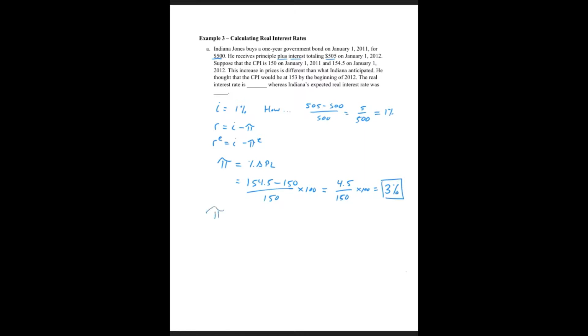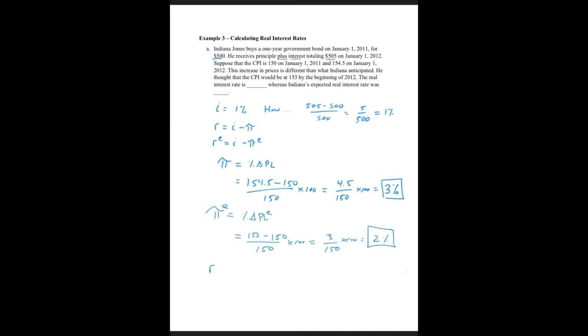What about my expected inflation rate? Well, the expected inflation rate is my percentage change in the expected price level. All right, well, what was that? Well, it was 150 the year before, but we expected it to be 153. So if that's the case, what ended up happening was the expected inflation rate was only 2%. So Indiana Jones expected the prices to go up by 2%. They actually went up by 3%. So that's the expected inflation right there.